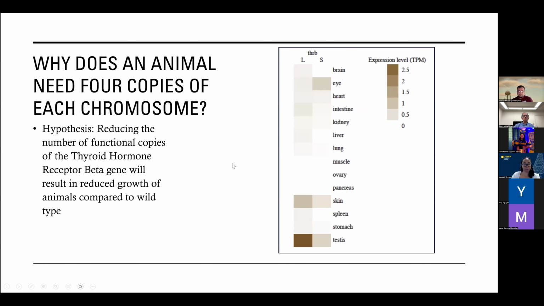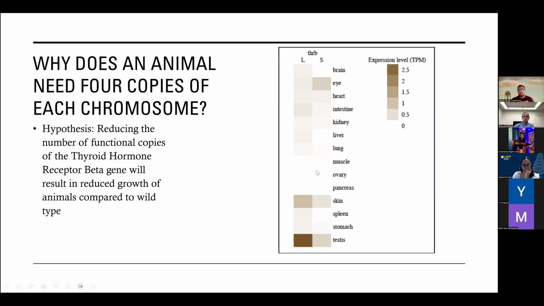So, you know, the common insight for why we're diploid organisms as opposed to being haploid is because having 2 chromosomes protects against degradation. If one of our chromosomes is messed up, the other one can kick in and we're fine. So that kind of begs the question, why does this animal need 4 copies? What is it doing with those extra copies? And so in order to try and answer that question, my hypothesis is reducing the number of functional copies of the thyroid hormone receptor beta gene will result in reduced growth of animals compared to wild type.